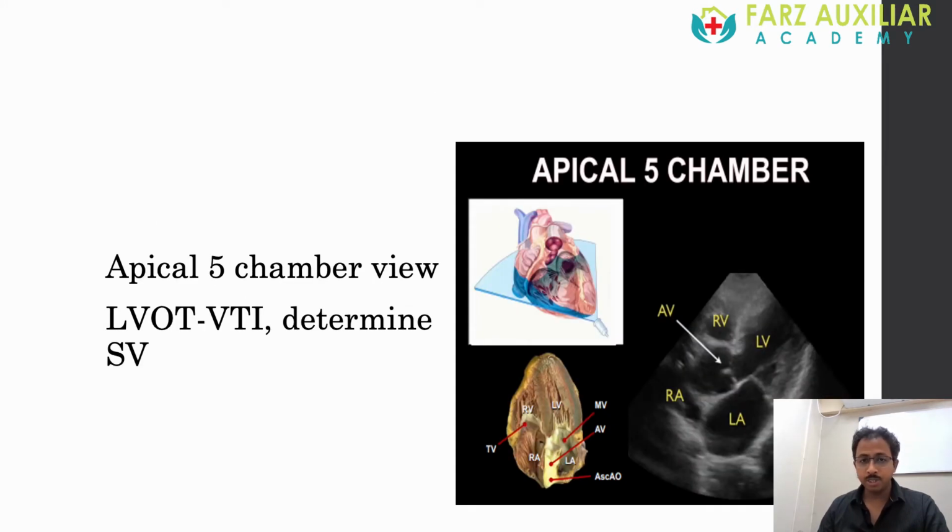Coming to the apical 5-chamber view, just tilting my probe a little bit, we will open the aortic valve so that we can identify the LVOT, that is the left ventricular outflow tract, and it is very helpful to determine the stroke volume.